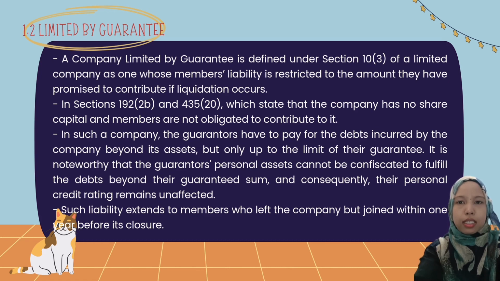Next, in such a company, the guarantors have to pay for the debt incurred by the company beyond its assets, but only up to the limit of their guarantee. Next is the novelty that the guarantors' personal assets cannot be contributed to fully cover the debt beyond the guaranteed sum. On the contrary, there are personal guarantees that remain. And lastly, such a liability extends to members who leave the company but left within the 1 year before it closes.